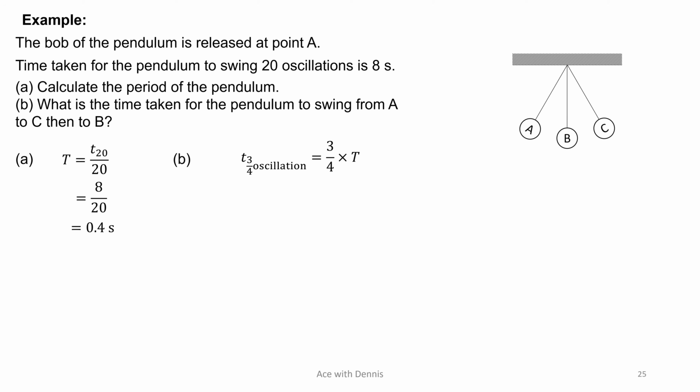The time taken for the pendulum to swing from A to C then to B is actually 3/4 of one complete oscillation. Hence, it will be 3 over 4 times the period of the pendulum. For this case, it is 3 over 4 times 0.4, which is 0.3 seconds.